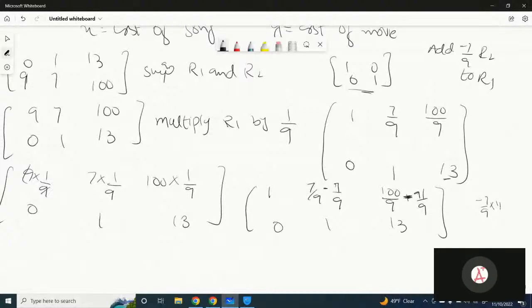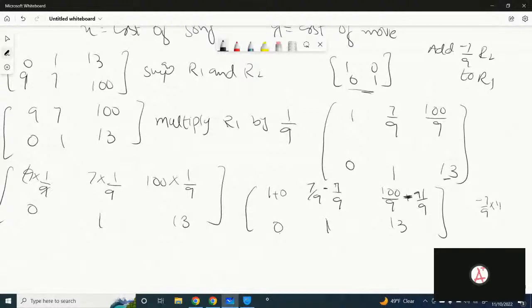You have to multiply R2 with negative 7 over 9. This is R2. 0 times negative 7 over 9 is 0, so you have to add 0. 1 times negative 7 over 9 makes negative 7 over 9, and add to row 1. Then 13 times negative 7 over 9 makes negative 91 over 9. Got it? So you have to add negative 91 over 9 to 100 over 9.